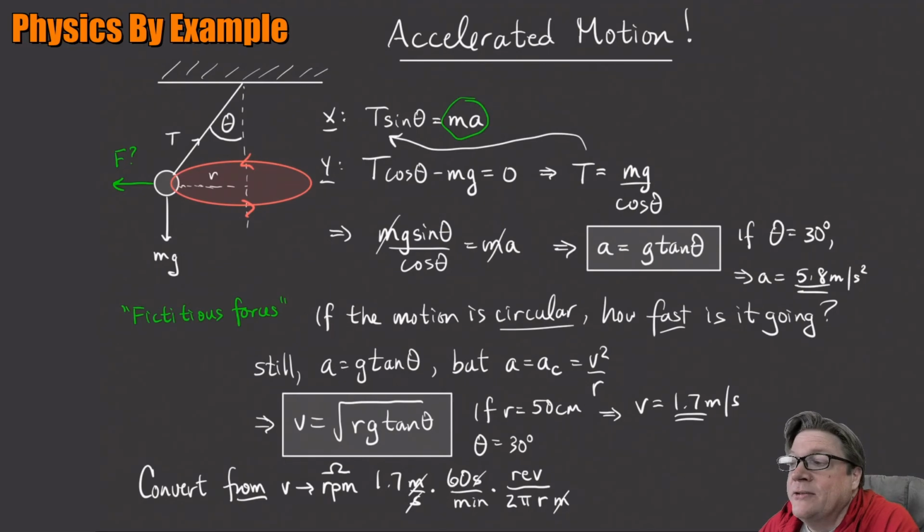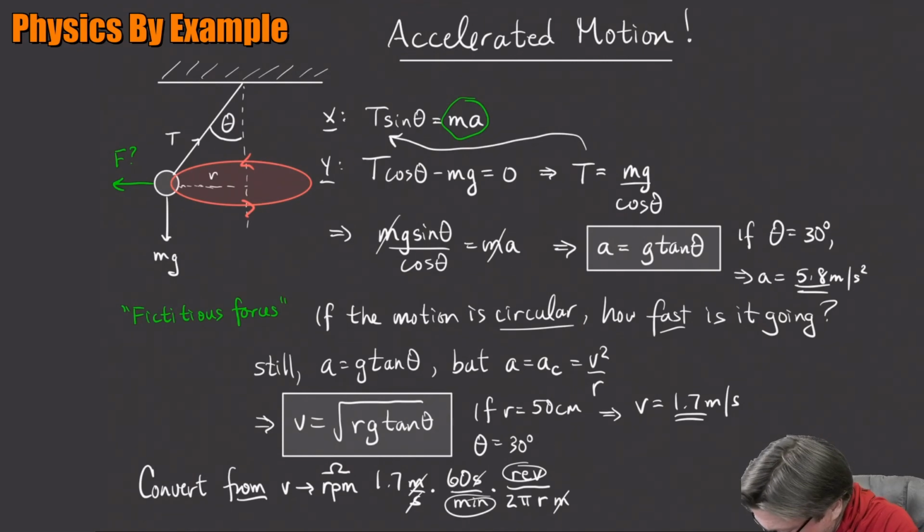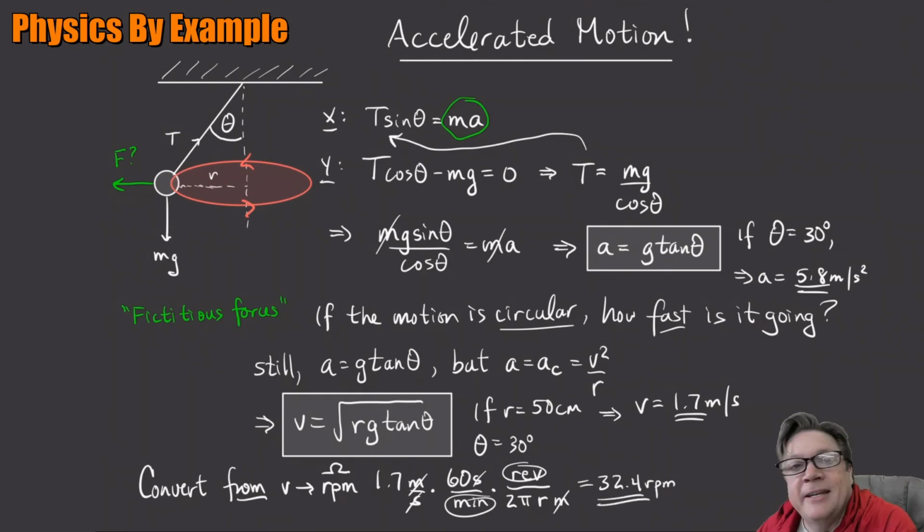Okay, so that's going to cancel. So what I've got left over is revolutions per minute, RPM. Neat. So if I do this, what I'm going to get is about 32.4 RPM. Neat. Now here's the shortcut.